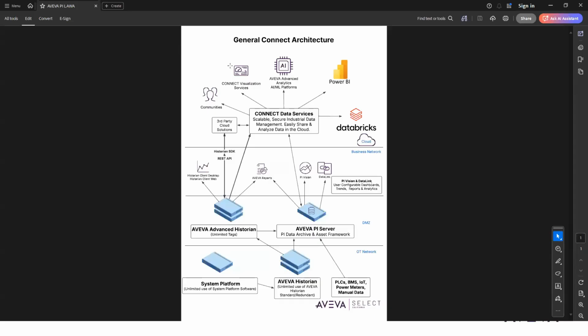These parts here, communities, is actually part of the data services and then the visualization service and the analytics service. Again, they're native connectors to talk to Power BI and Databricks. And then I hear that soon there will also be a native connector talking to Snowflake. So this is, again, just a general architecture just for you to understand where Connect sits exactly.